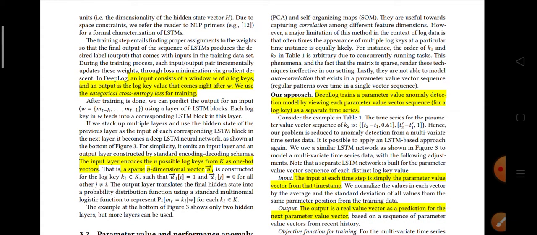See here, actually we are doing a classification problem. The classification means the number of classes is how many log keys you are having. Suppose my log file has 1000 extracted unique log keys. Then my classification algorithm has 1000 classes. So they are using the categorical cross entropy loss function, as mentioned in this paragraph.